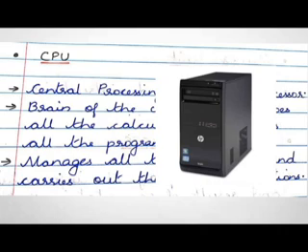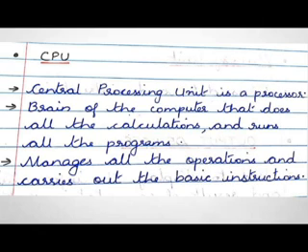We can see what is a CPU. CPU stands for Central Processing Unit. It's a processor, sometimes called a microprocessor. It's the brain of the computer that does all the calculations and runs all the programs. It manages all the operations and carries out the basic instructions which operate a computer.